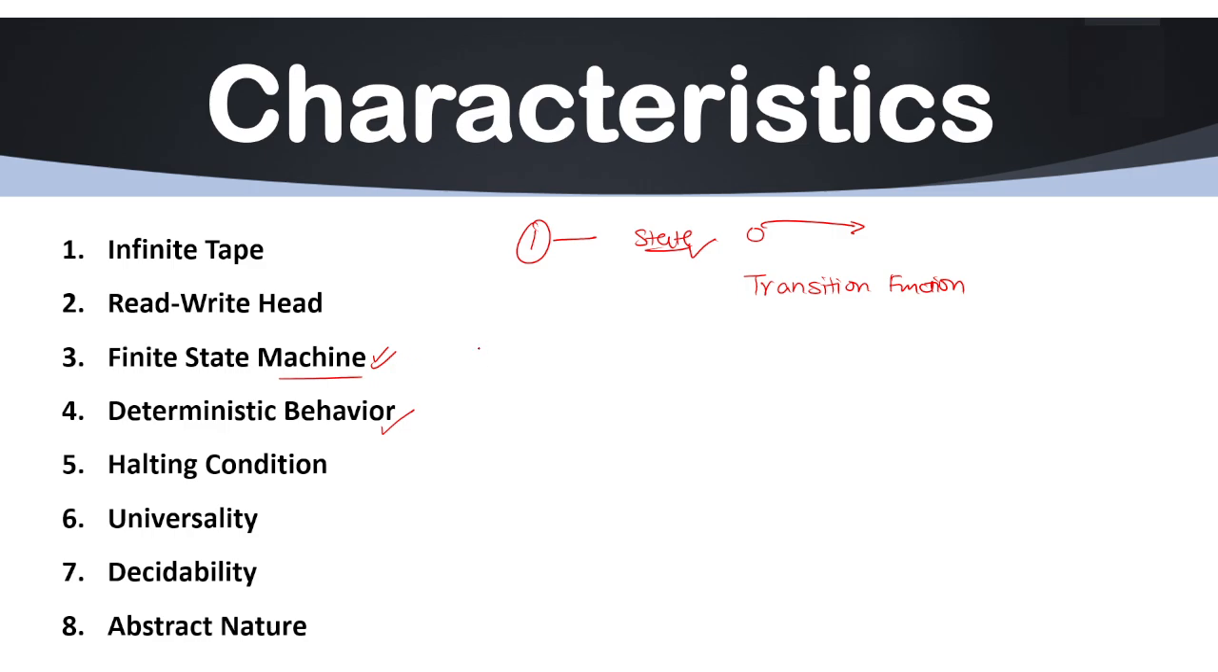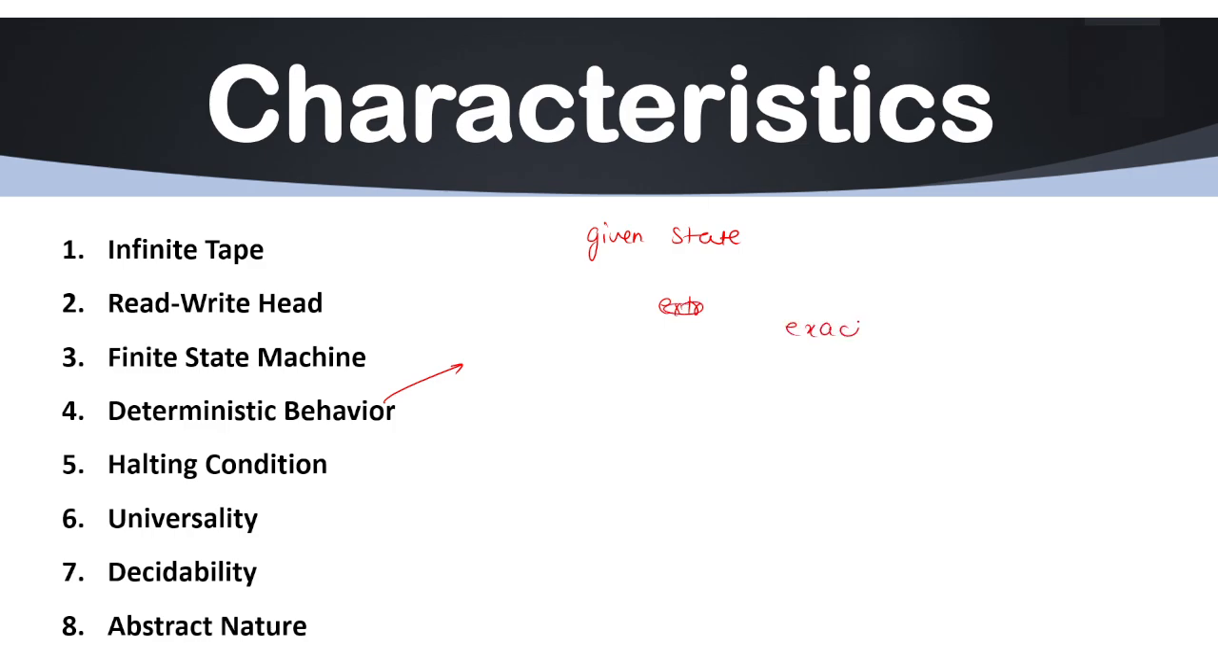A standard Turing machine is deterministic. This particular thing is the major functionality of Turing machine. इसके basis पर ये काम करता है. If we talk about a standard Turing machine, it is always deterministic. That means for any given state and symbol read, there is exactly one defined action.